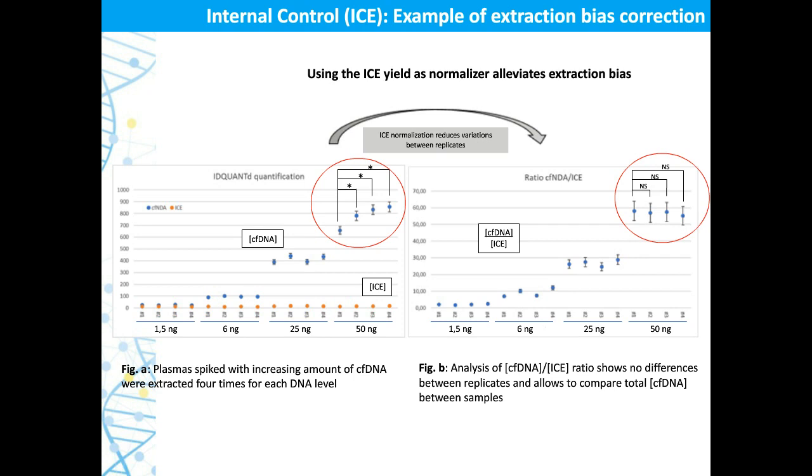So this will really allow you to alleviate extraction bias and make sure that when you see a decrease or an increase of cell-free DNA from your patient over time, this is really due to the physiological states and not due to a bias during the extractions.